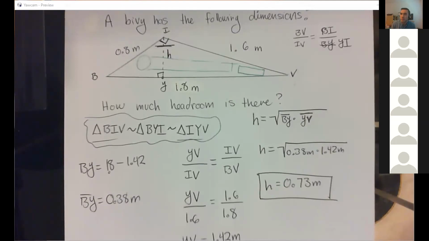Because when I solved it my way, I get 1.42 and then subtract that from 1.8, which the 1.42 is rounded. And then since it's getting basically multiplied and then square rooted, yeah, there's two sources of rounding error. So actually your answer is better than mine.